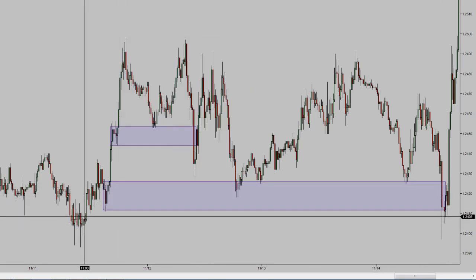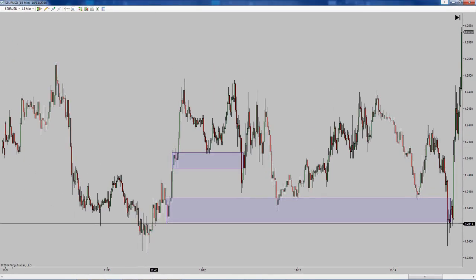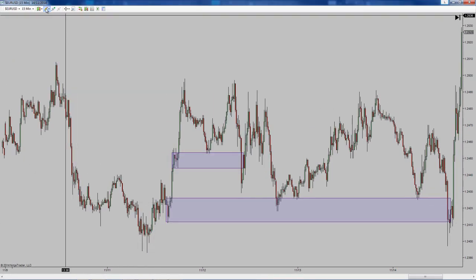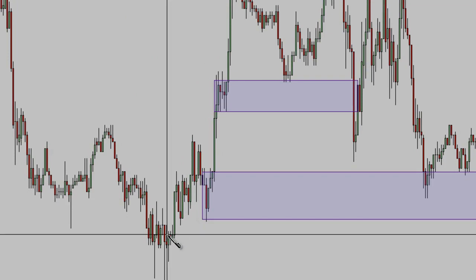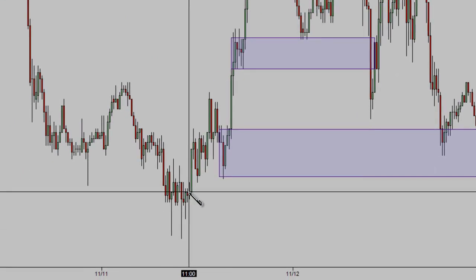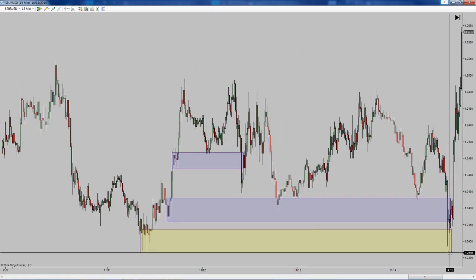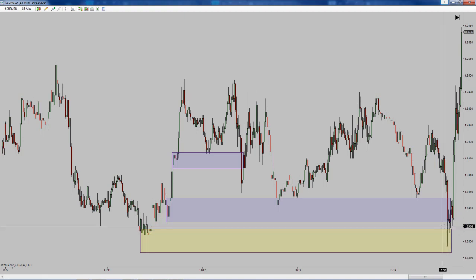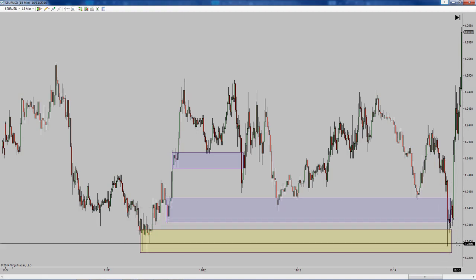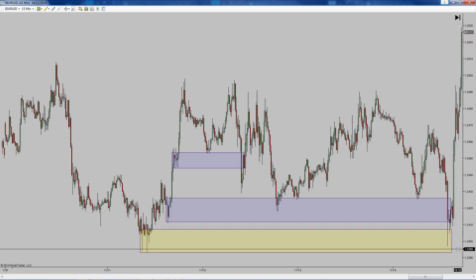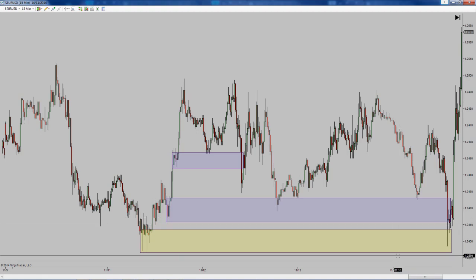And it went down to the next zone, which had almost been tested. So we'll take it from here, where the candle left the range. And it bounced over there. And then probably what would happen is eventually this zone will get engulfed too, and it will look for the next demand zone further down.